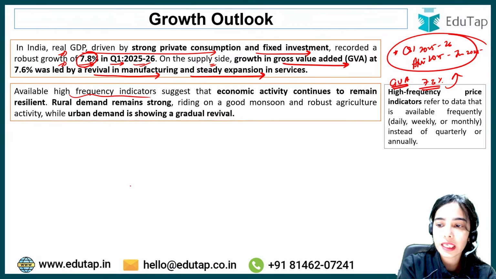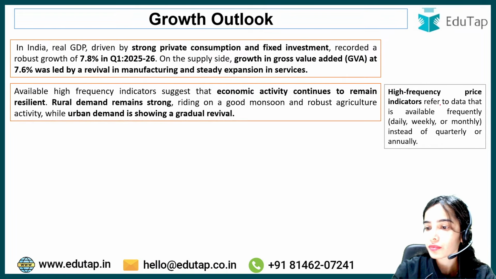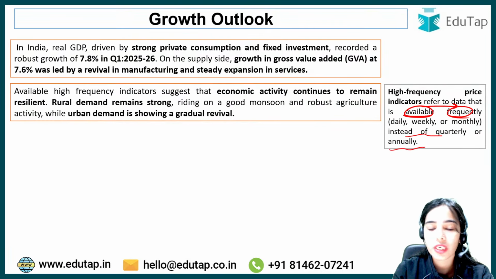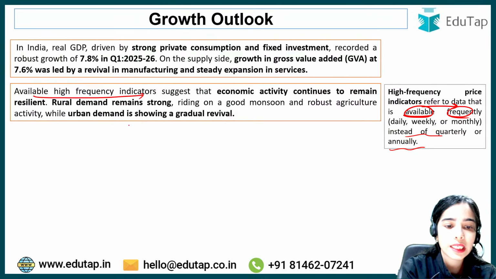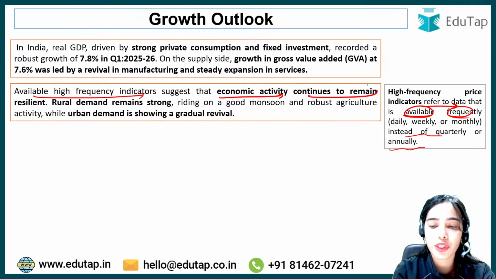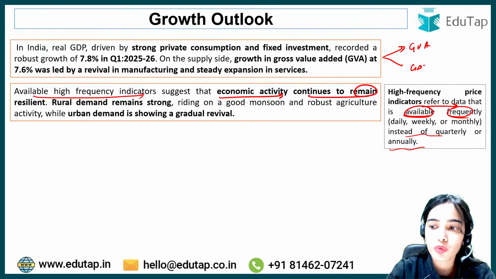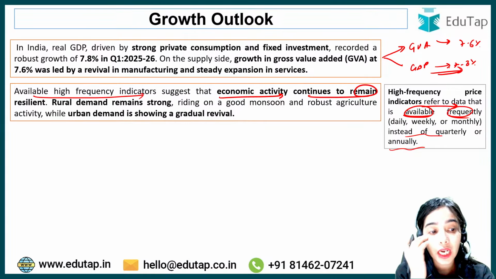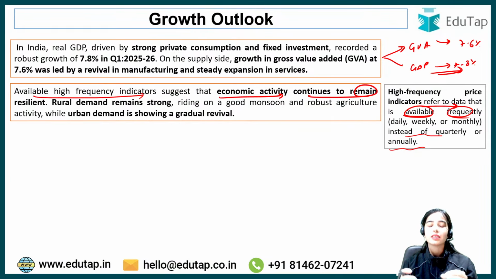Available high frequency indicators, that is, high frequency data, refers to data that is available more frequently instead of quarterly or annually. Available high frequency indicators suggest that economic activity continues to remain resilient. In the first quarter, the GVA and GDP growth was quite high: 7.6% for GVA and 7.8% for GDP. The high frequency indicators show that economic activity will continue to remain resilient.